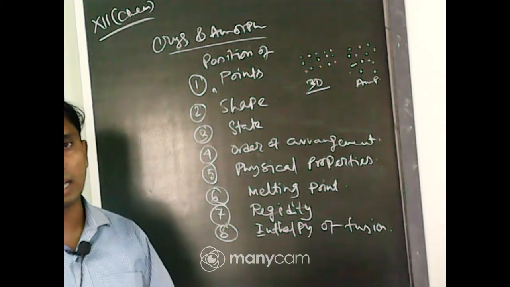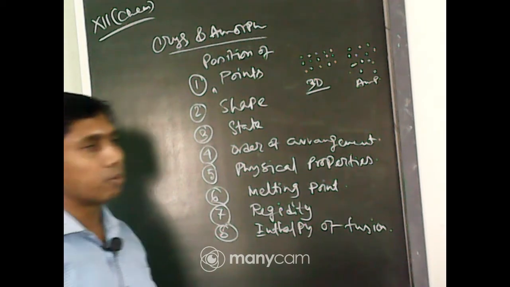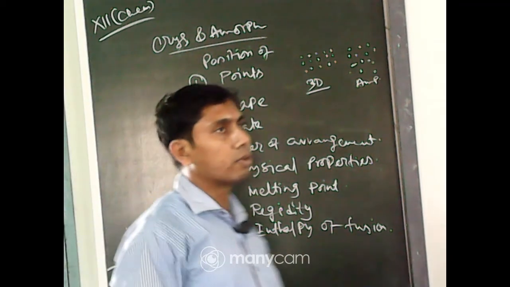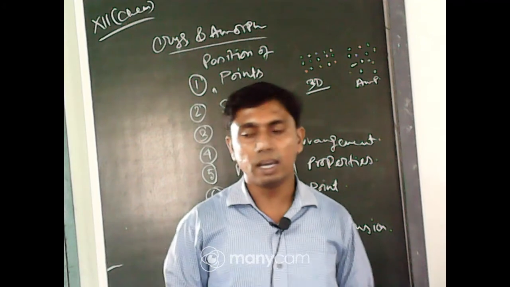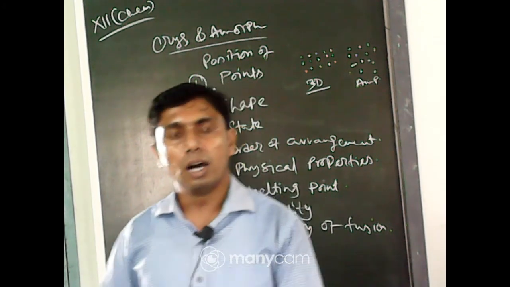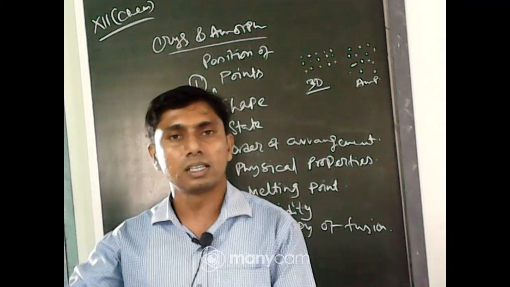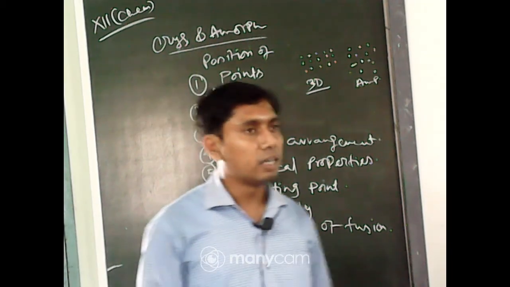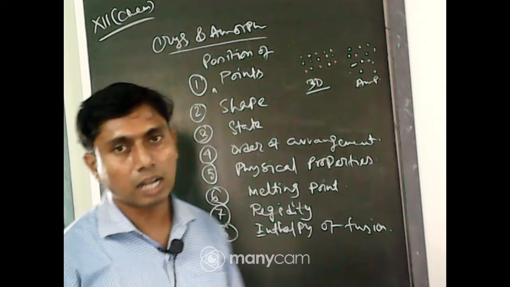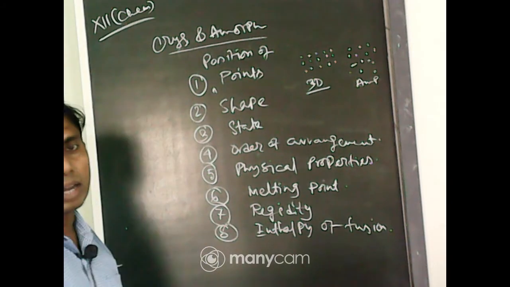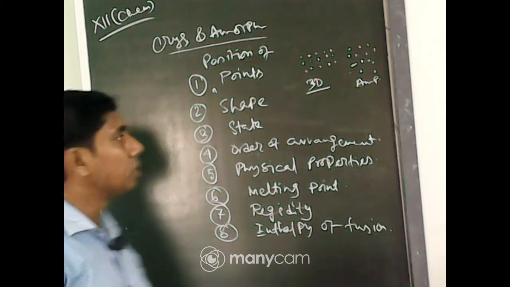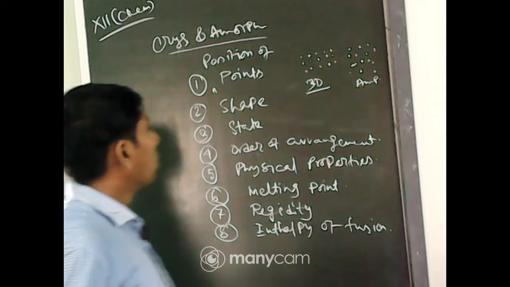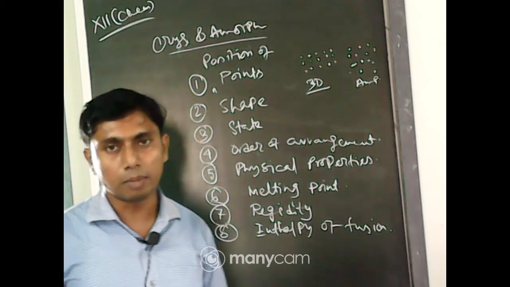Next one, shape. It has a regular shape when it is cut by a knife, and we get a portion which completes its regular arrangement. Okay. But in case of amorphous, it is not like that. Here an irregular arrangement of the points will be shown when it is cut by some instrumental methods.